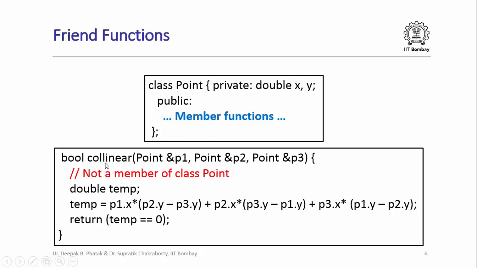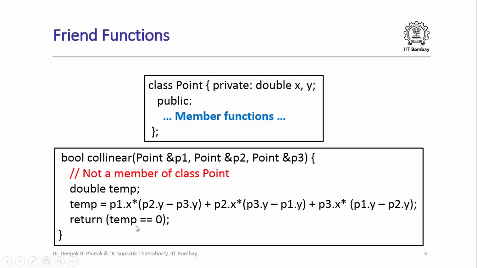And here I have a simple C++ function collinear which takes three objects of class point and determines whether they lie on the same straight line in the plane. Now note that collinear is not a member of the class point. Therefore, within the function collinear, I will not have access to the data members x and y of the objects p1, p2 and p3 passed as parameters.